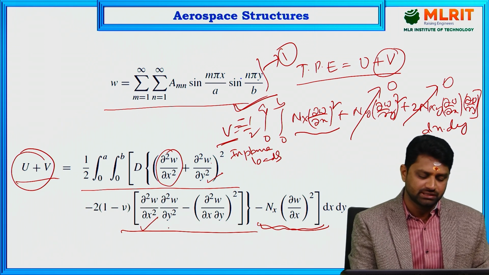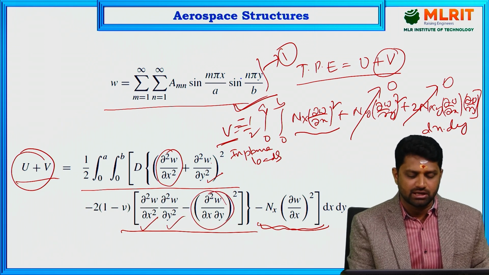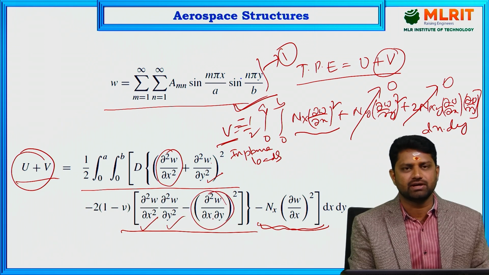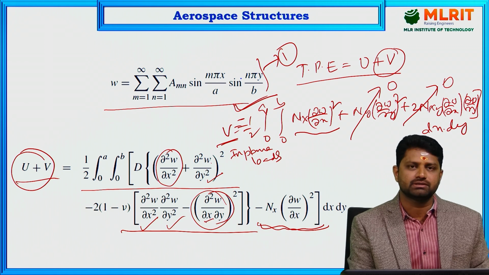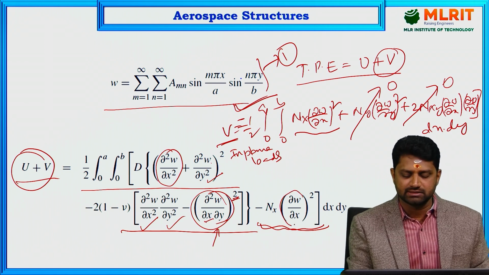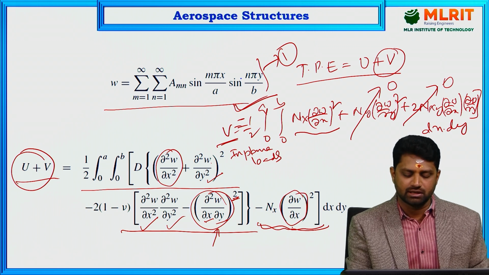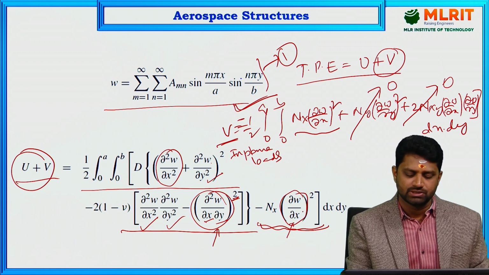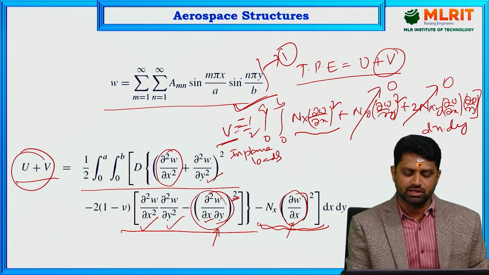Similarly substitute here, here, and here. W is to be differentiated with respect to X once and then with respect to Y once and substituted here, and then it will be squared. Again here it is a simple differentiation, that is differentiating one time with respect to X. So differentiating W with respect to X and substitute here.